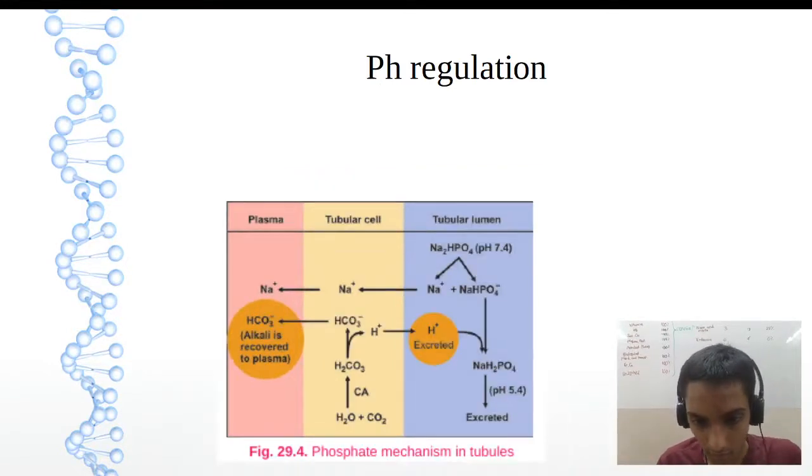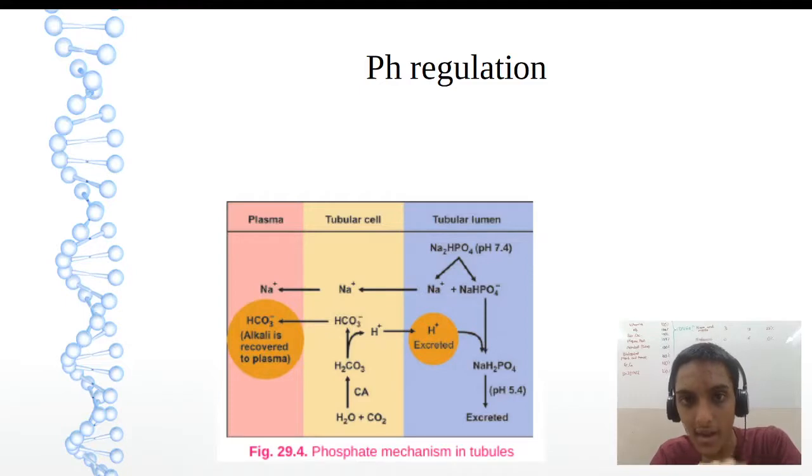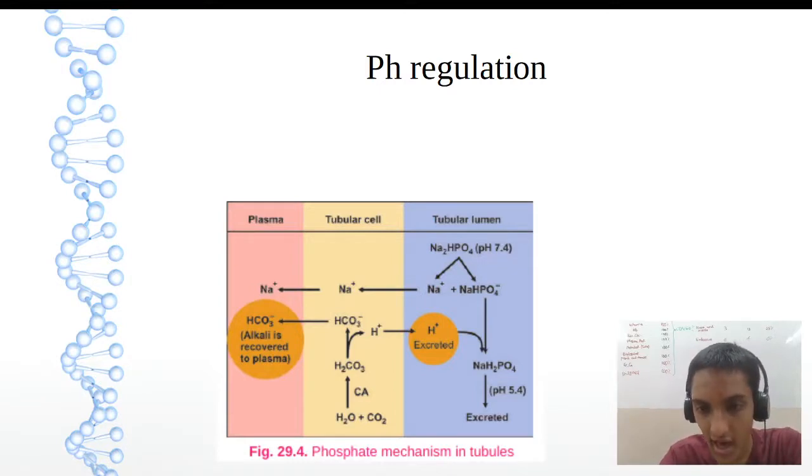Now, the third mechanism, titratable acid. From disodium hydrogen phosphate, we get sodium and sodium monohydrogen phosphate. Now, this combines with the H plus which we got from the tubular cell. We get sodium dihydrogen phosphate, and that is excreted in the urine. So, pH is dropping from 7.4 to 5.4. Drop of how much? 2.